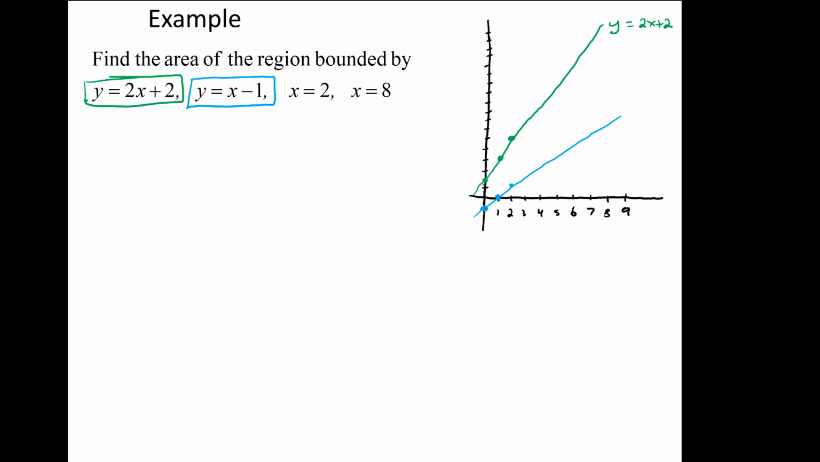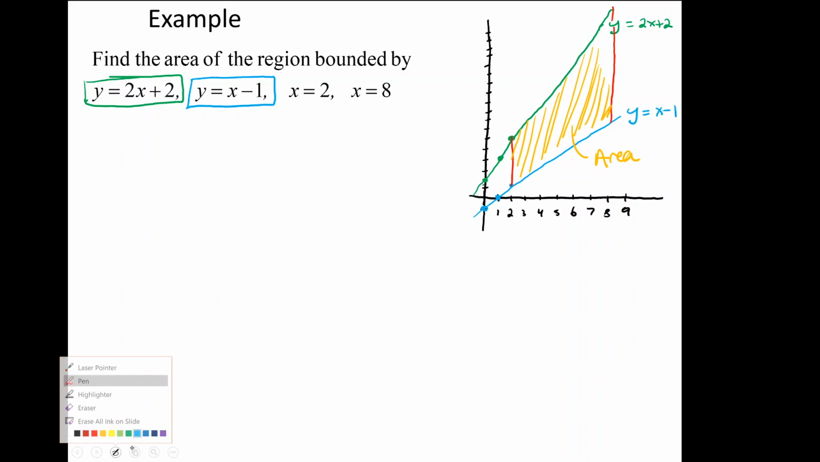and we're going from an x value of 2 to an x value of 8. And then I'll shade in the area that we're after. We're after this region here. Just finish labeling this, y equals x minus 1. Now we have a constant value of x equals 2 going up and down there, and a constant x value of x equals 8 going up and down there.